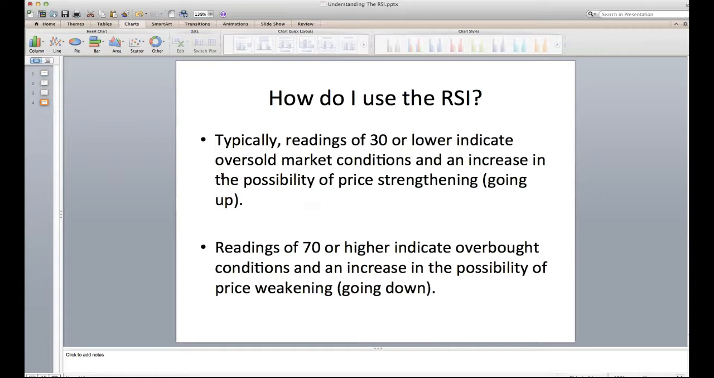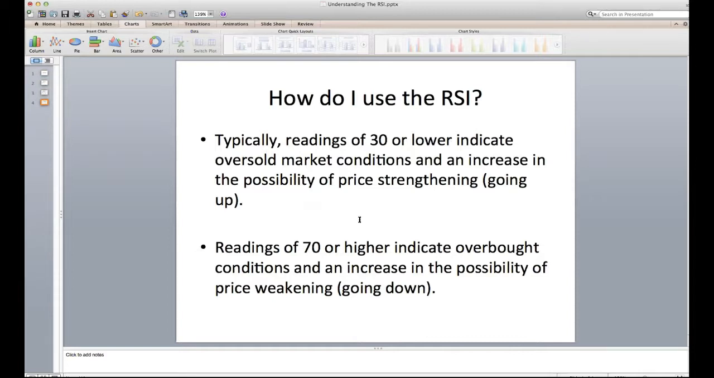So basically this section here, when price is lower, oversold, that's what I mean by buy low, right? And right here, when it talks about readings of 70 or higher, which indicates overbought, that means sell high, okay? Buy low, sell high.